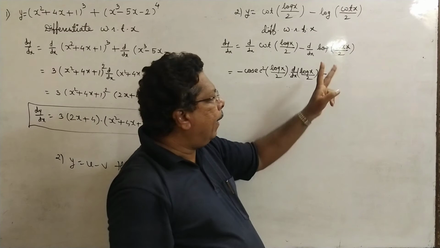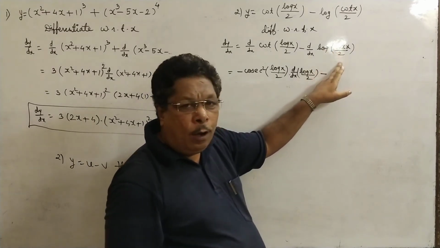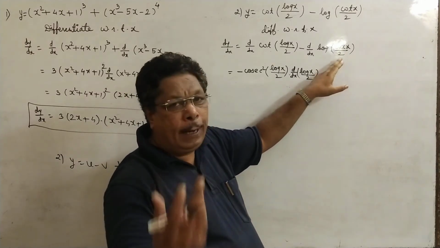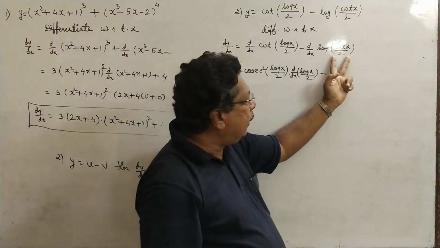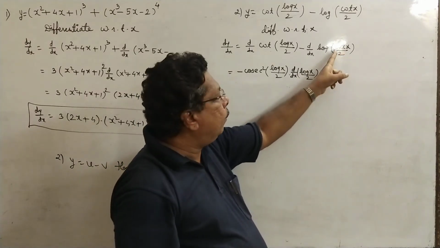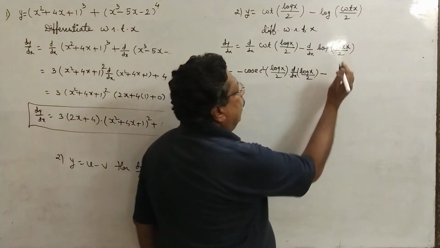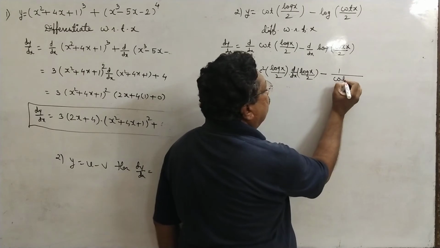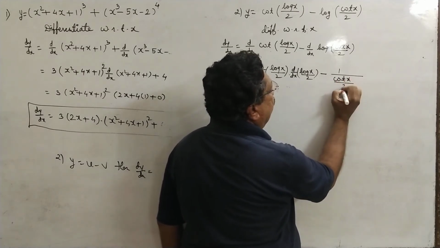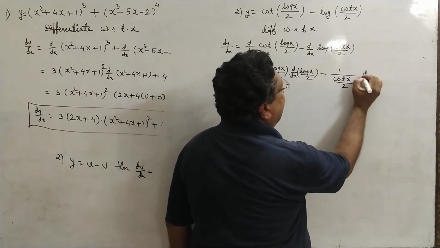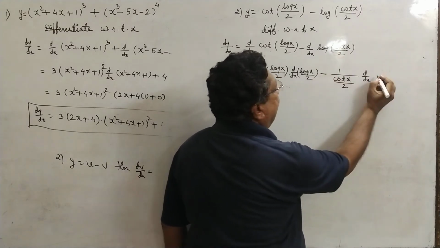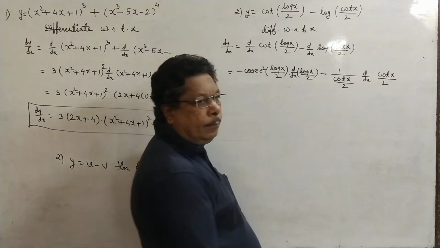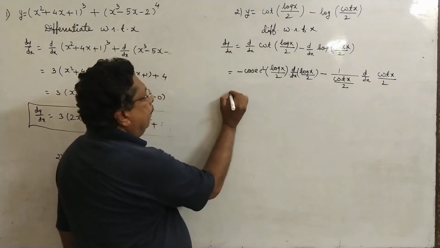In the similar manner, the derivative of log fx is equal to 1 upon fx into f dash x. What is fx here? Fx is equal to cot x upon 2. So its derivative is minus 1 upon cot x upon 2 into d by dx of fx. Fx means cot x upon 2.